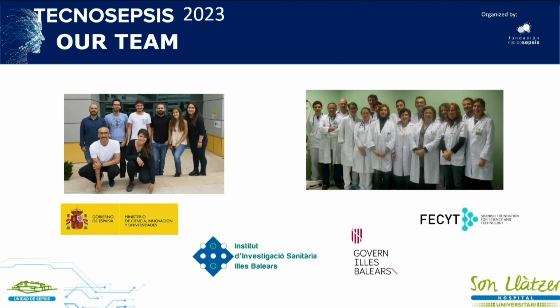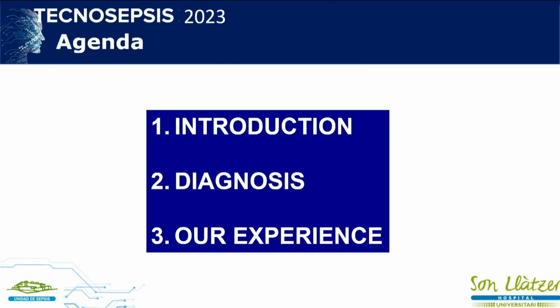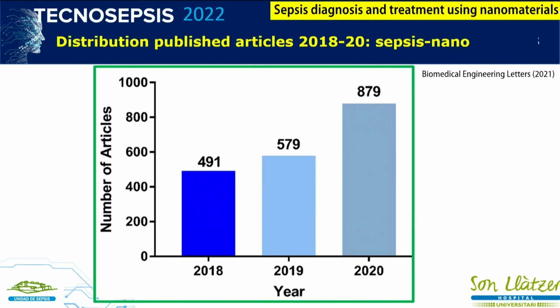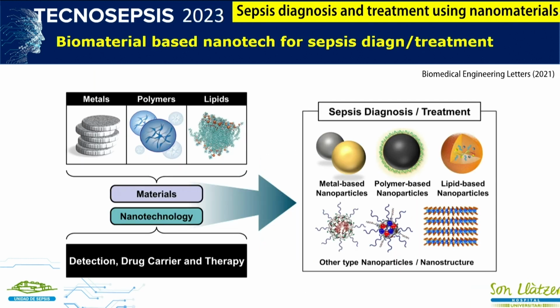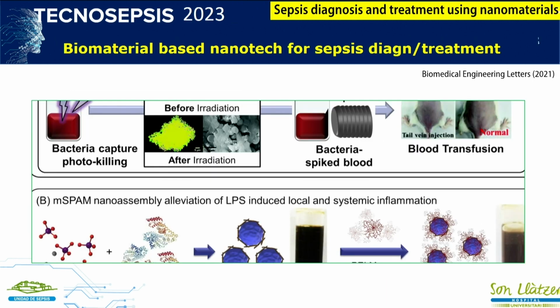I work day by day with experts of nanotechnology. So, three points. In the last years, the number of papers about the use of nanotechnology in medicine and in sepsis has increased so much. It's possible to use different materials in nanotechnology. For example, metals are more common, but also polymers and lipids. It's possible to use lipid-based nanoparticles, and you remember amphotericin B liposomal, which uses this concept, no?